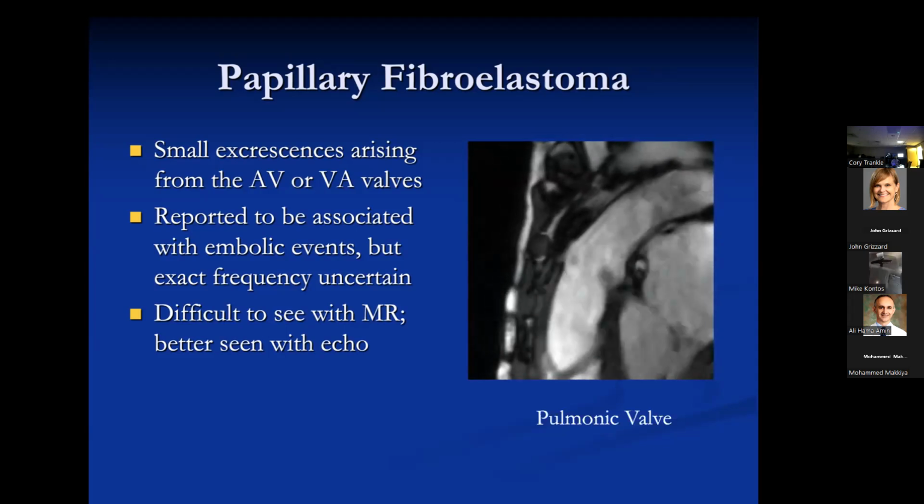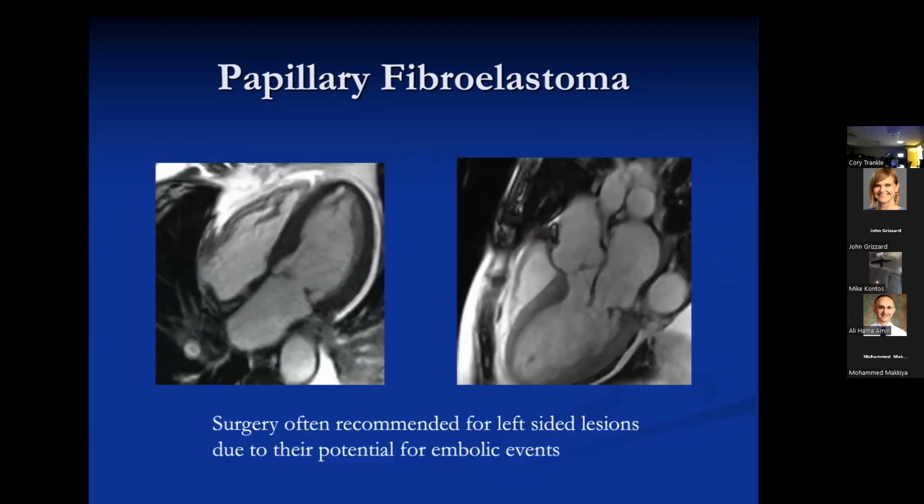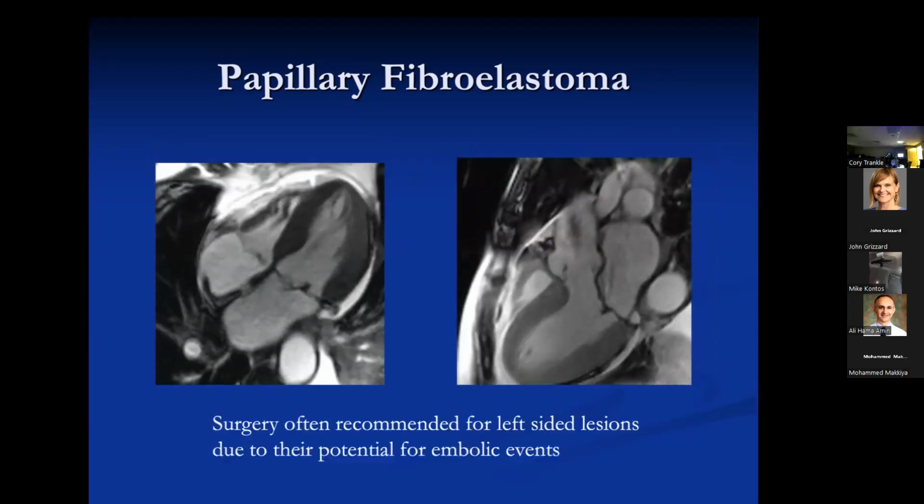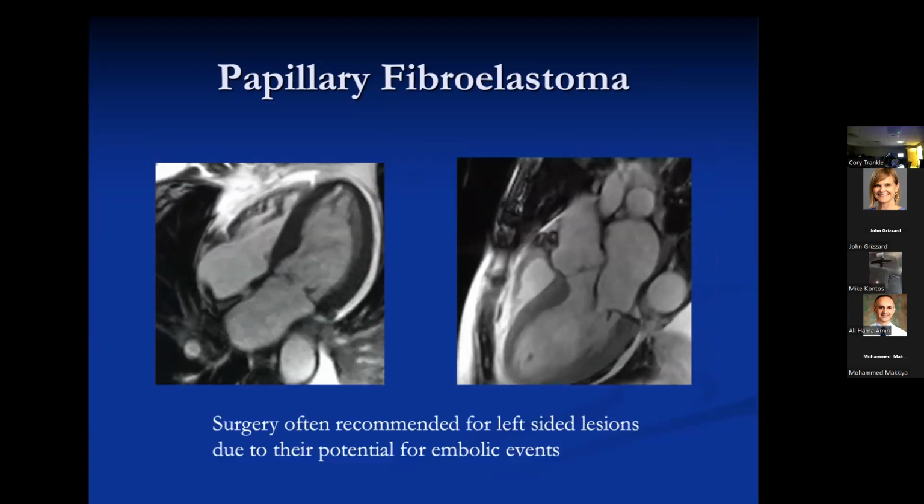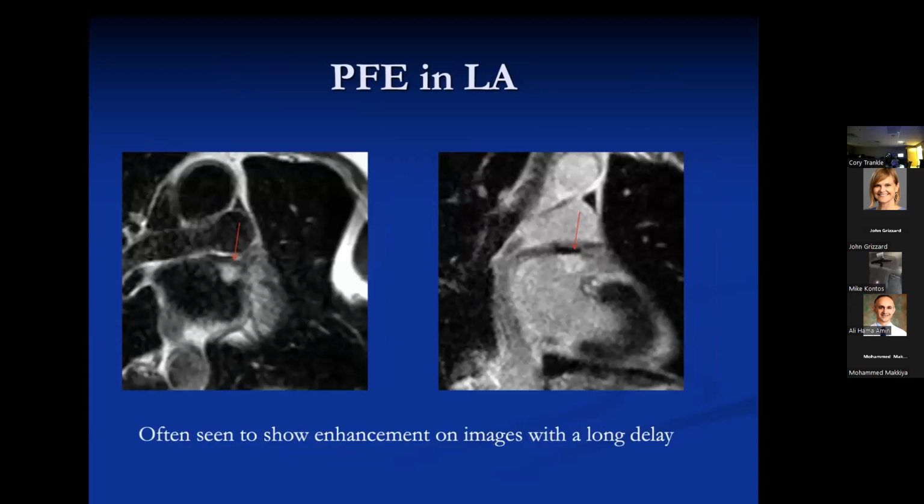Here's one on the pulmonic valve. Here's one on the mitral valve, very tiny, can be very tough to see. But they're often surgically removed because of their potential for embolization. Here's a weird case we had where it was in the orifice of the atrial appendage.